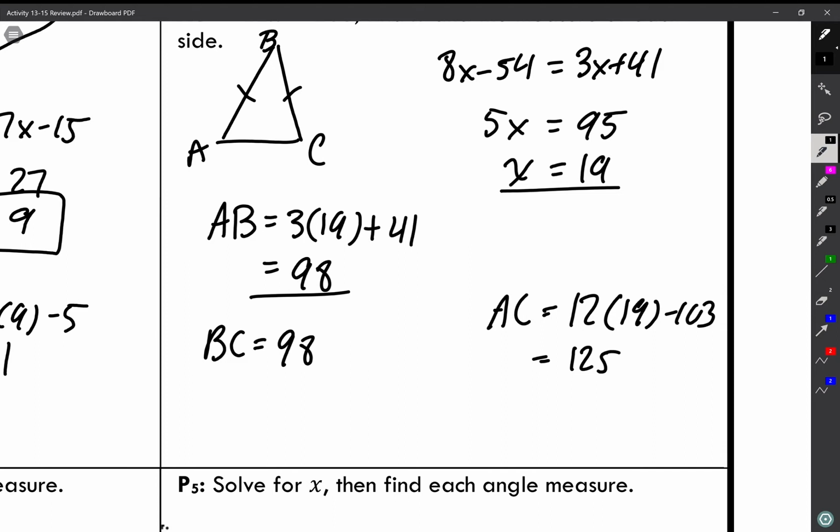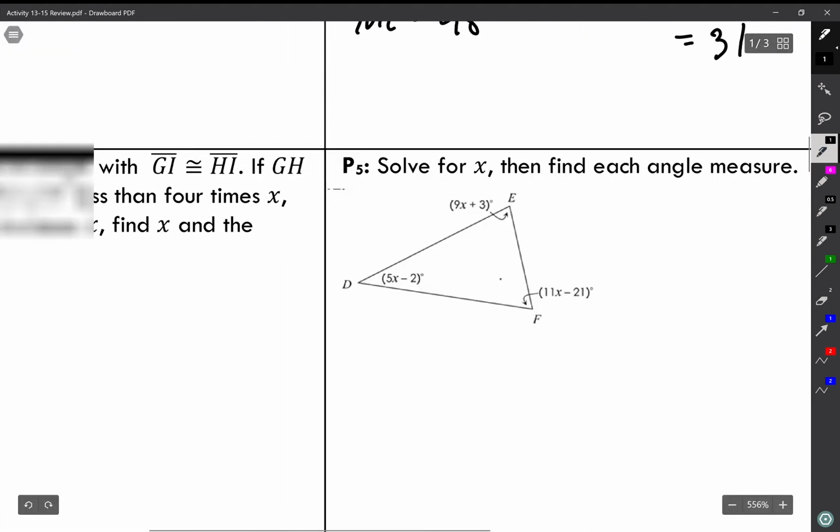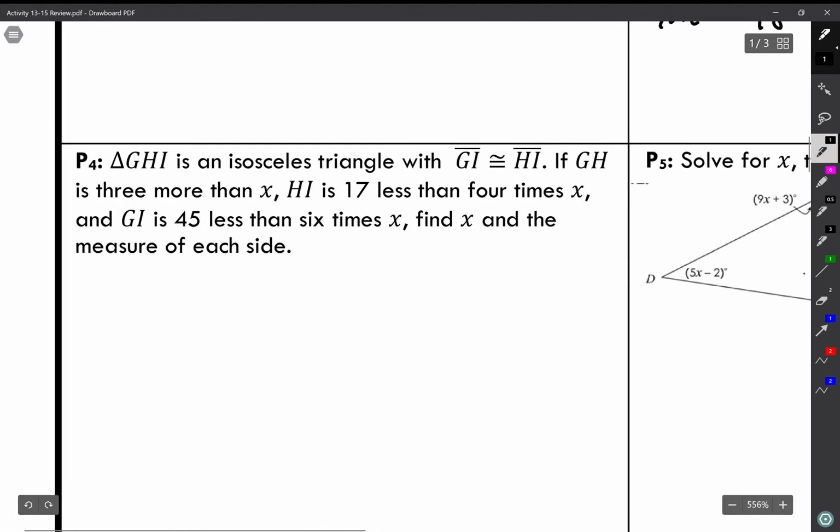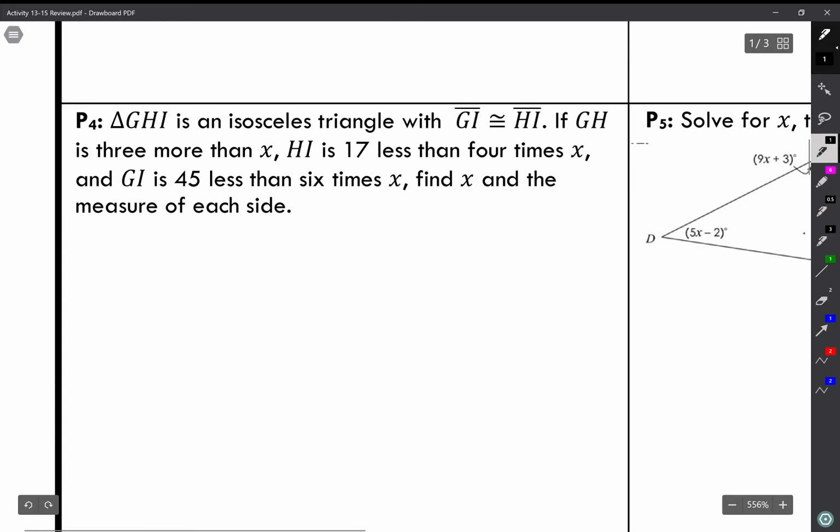Alright, moving on. I'll try to move a little quickly because there are so many problems in this video and I don't want it to be too long. Triangle GHI is an isosceles triangle with these two sides being congruent. GH is 3 more than x, HI is 17 less than 4 times x, then GI is 45 less than 6 times x.